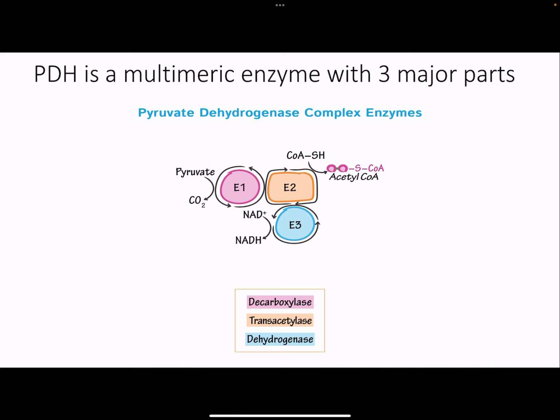Now, the PDH is actually a kind of complicated enzyme. There's really 3 different domains we need to think about. There's the decarboxylase to cut off one of those carbons. There's a transacetylase to put on the CoA-SH group, so that thioester group. And then the dehydrogenase just regenerates the E2 because it's kind of tired after it does its thing so that it can interact with another pyruvate.